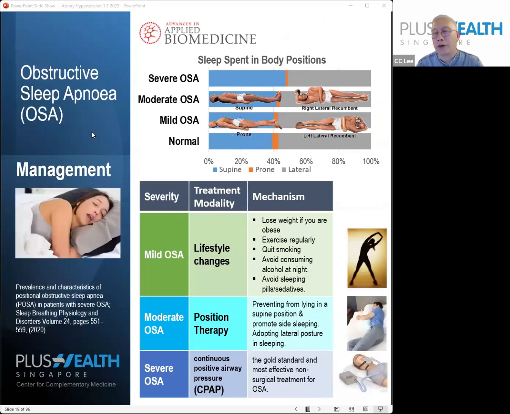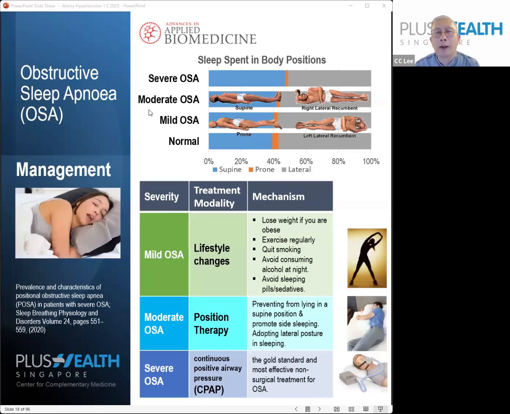Now, what are the treatments, since we know this? Here there's a chart for us. We need to understand how this happens. This chart shows the sleep span in body position, the way we sleep. A normal person spends most of the time in the lateral position, which is slanting on the side, sleeping on the side. Then you might spend less than 30 to 40% of the time in supine. Supine is facing up, your back lying down flat.